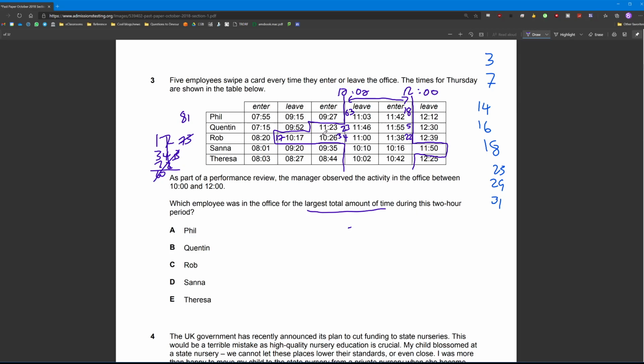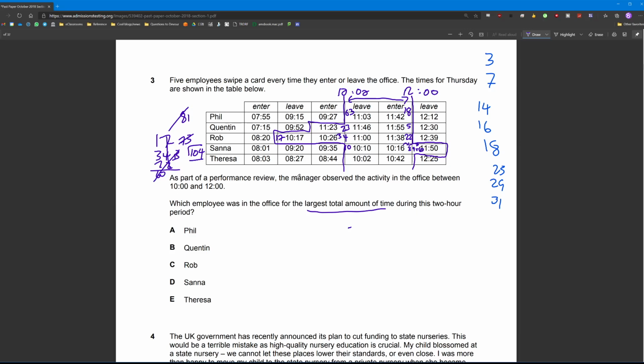Sana spent 10 minutes in the office, their first, between this 10 o'clock line and 10:10, and then they entered at 10:16 and left at 11:50, meaning that this period of time, from 10:16 to 11:50, this 34 minutes to 10:50, followed by 60 minutes to 11:50, 34 plus 60, was all spent in the office. 10 plus 60 is 70, plus 34 is 104. And so Sana at the moment has the highest number of minutes.